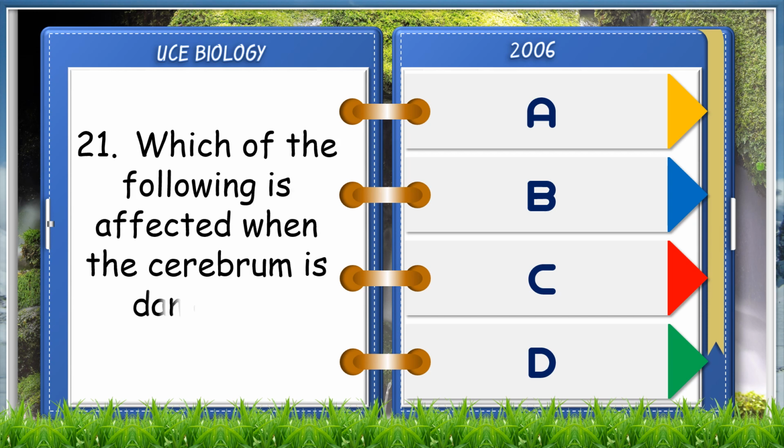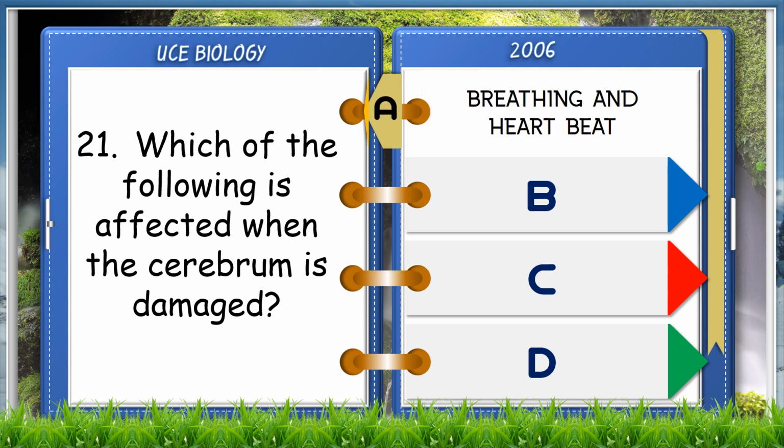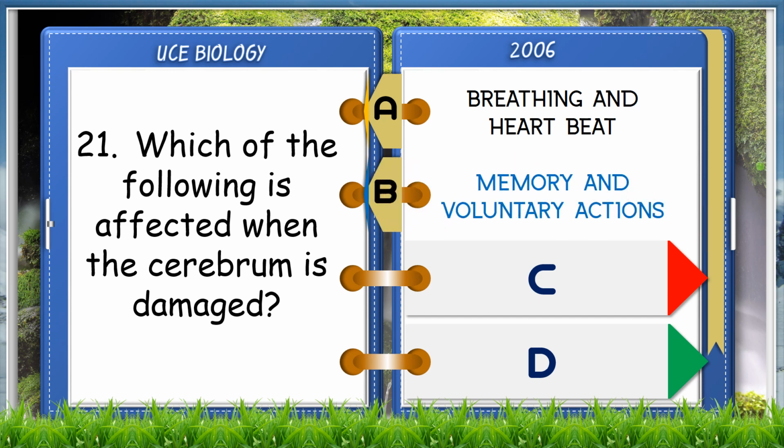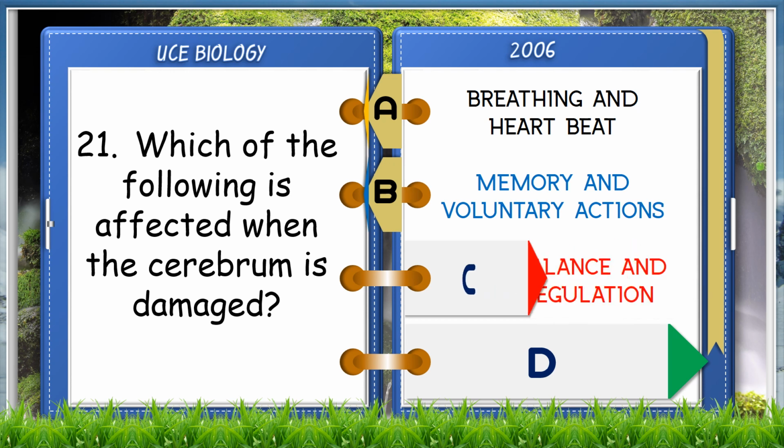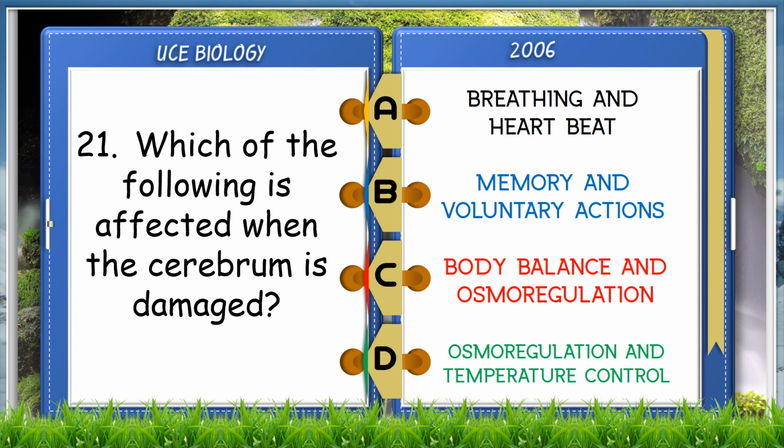Which of the following is affected when the cerebrum is damaged? A. Breathing and heartbeat. B. Memory and voluntary actions. C. Body balance and osmoregulation. D. Osmoregulation and temperature control. The answer is B. Memory and voluntary actions.